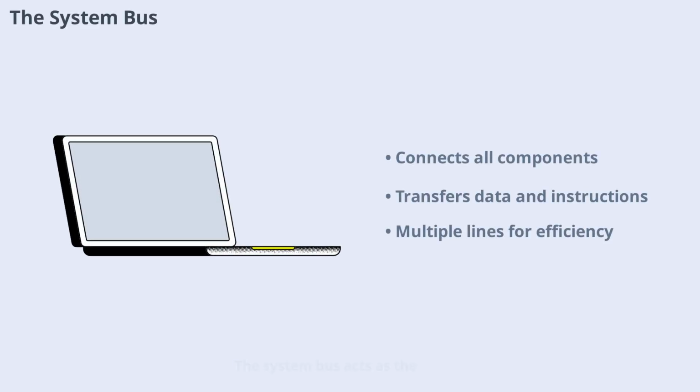The system bus acts as the communication highway within the von Neumann architecture. It connects the CPU, memory, and input-output devices, allowing them to exchange data and instructions efficiently. The bus consists of multiple lines for data, addresses, and control signals. This structure ensures that all components can work together seamlessly, making the computer operate as a unified system. The system bus is a critical part of what makes the von Neumann architecture so effective.